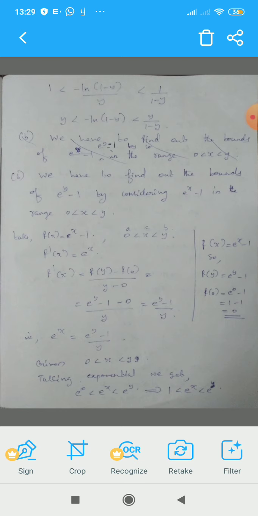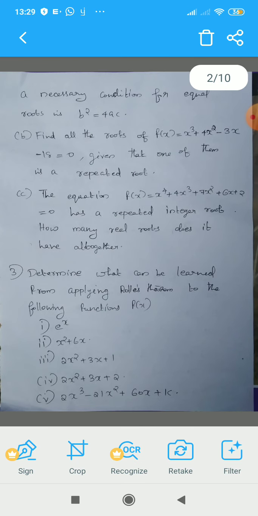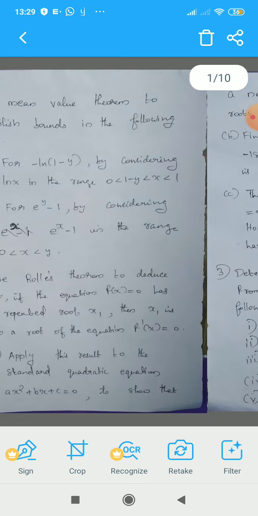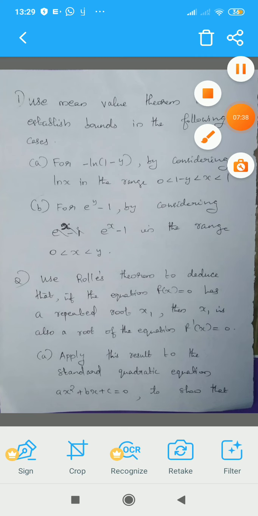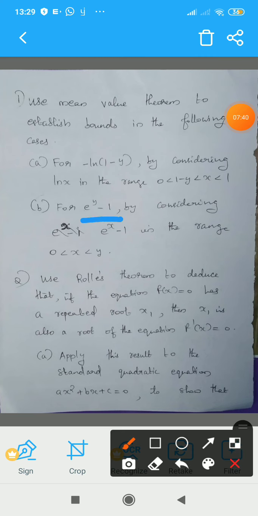The second problem is, let me read the question. For e raised to y minus 1, by considering e raised to x minus 1 in the range 0 less than x less than y, right? In the second question, we have to find out the limit of what function? e raised to y minus 1. For that, we have to take which function? e raised to x minus 1, considering the range 0 less than x less than y, right?